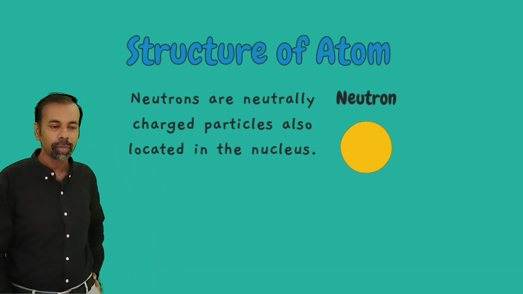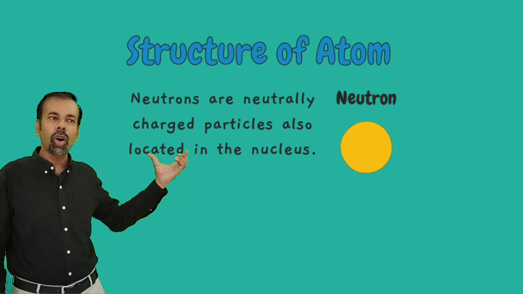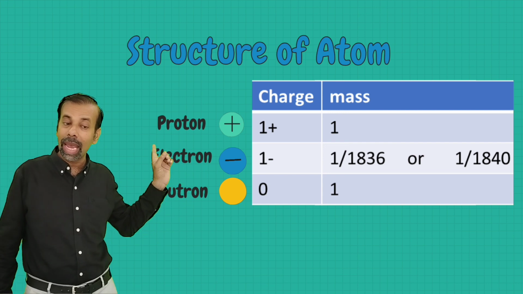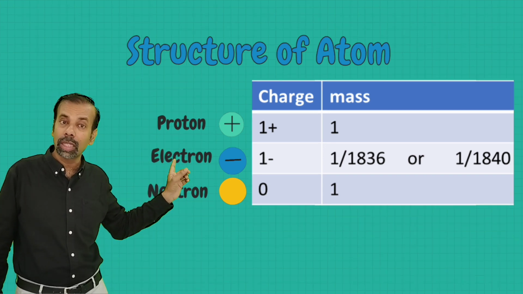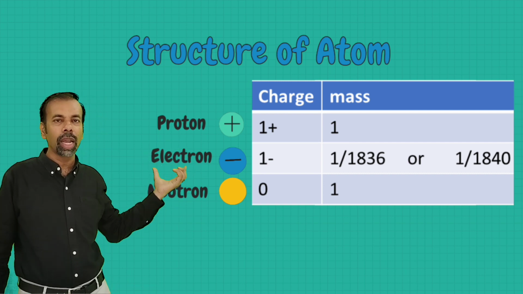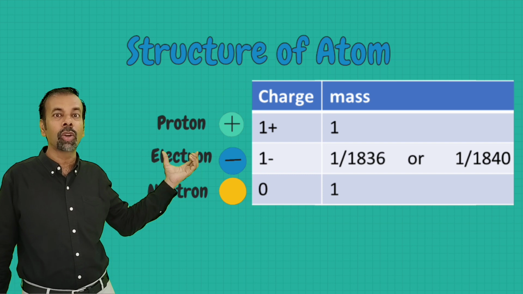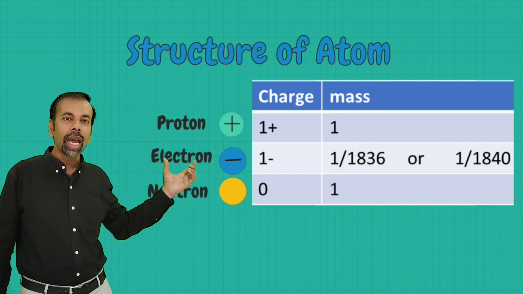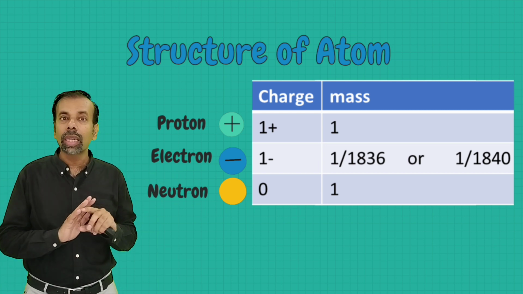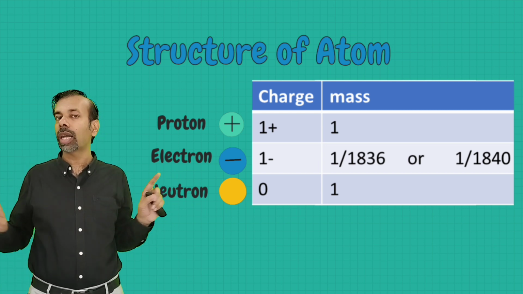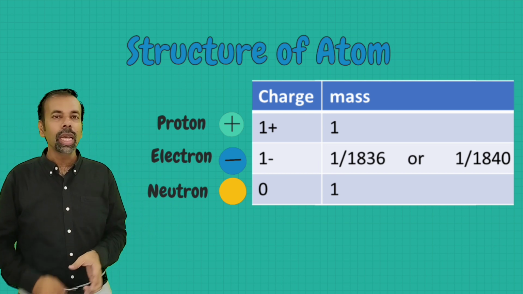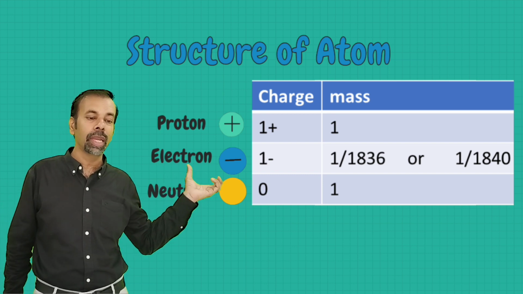the nucleus. Now look at all the properties of subatomic particles. Like protons have mass 1 and they have charge plus 1. Electron has mass very less, it is 1 over 1840, or sometimes it is written 1 over 1836 mass, and electron carries minus 1 charge. And neutron are neutral, they have 0 charge, they have no charge, and their mass is equal to the mass of proton. They also have mass 1. Most of the time you are asked to fill this table in the exams.